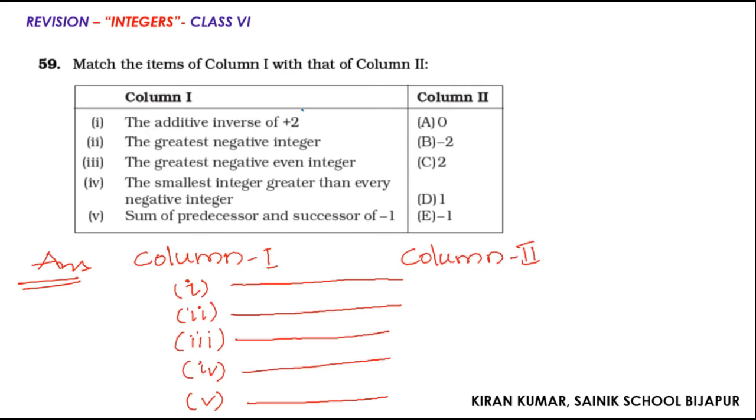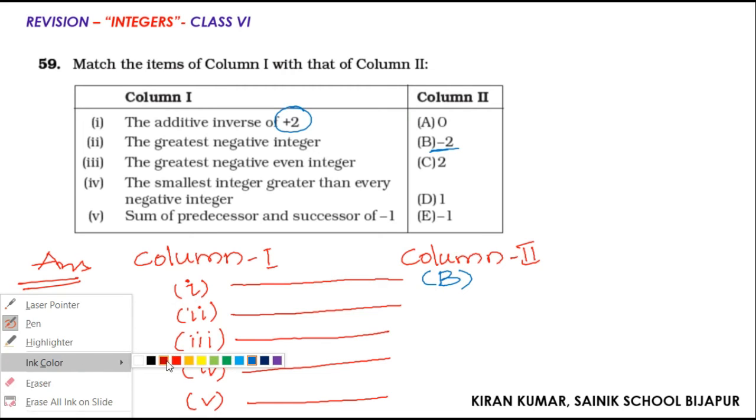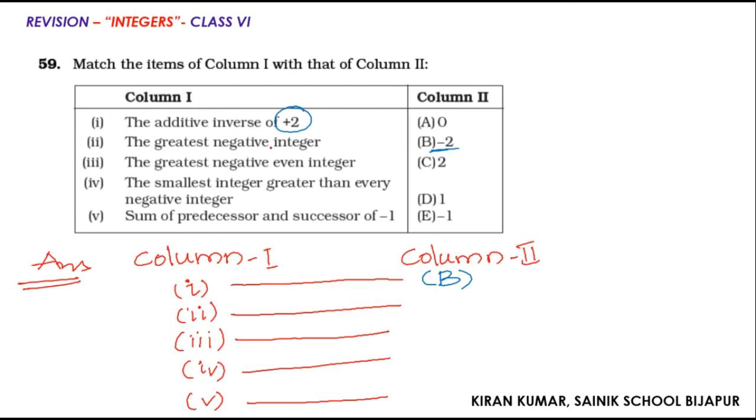The additive inverse of positive 2 will be negative 2. So the right answer here is option B. The greatest negative integer is -1. When we look at the number line, you will come to know that just after 0 towards the left we have -1. That will be the largest negative number. So option E is the right answer.